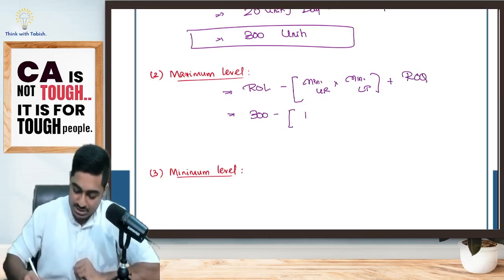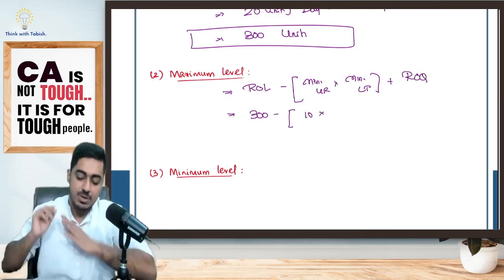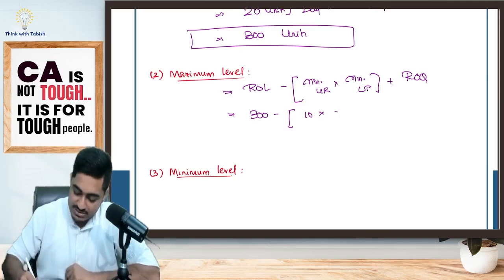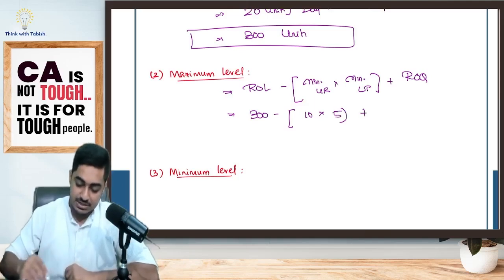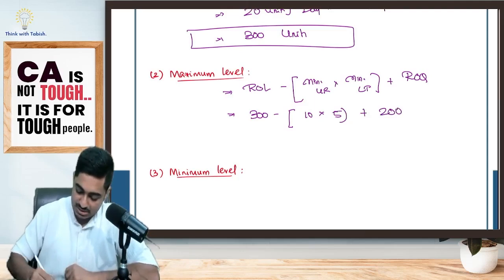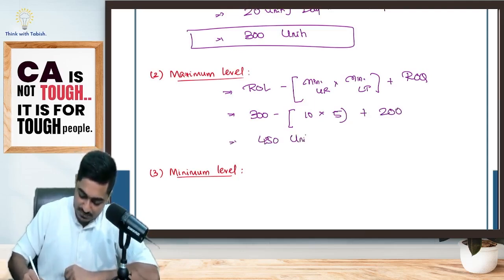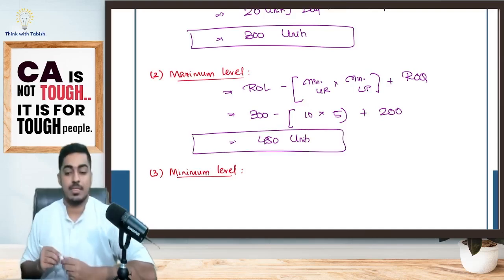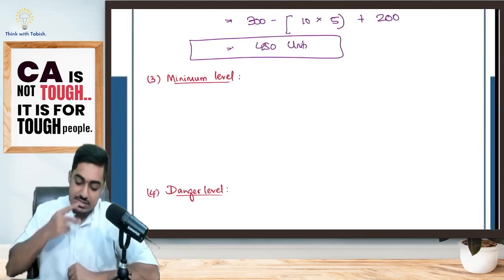Bare minimum, how many units am I using in a day? 10 units. Bare minimum, at least how many days will my supplier take? 5 days. Fresh, how much quantity am I placing an order for? 200. That means 500 minus 50. Is it 450 units, everyone? Okay, perfect.